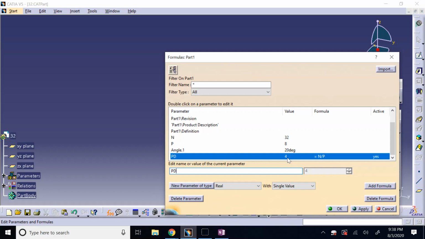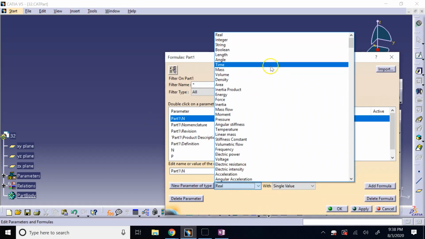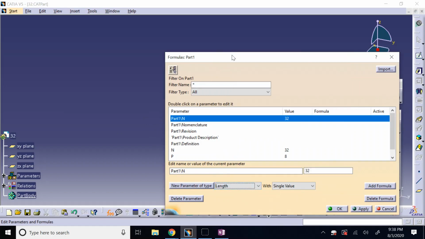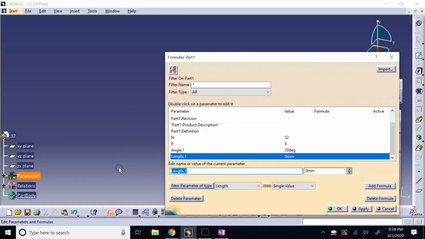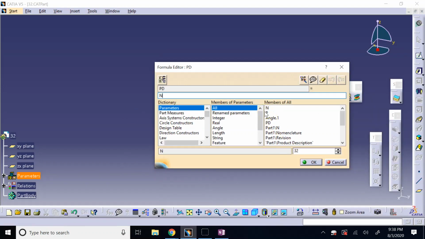And it is totally fine. Now here I did define it as a number, although it is in inches. So I would like to change that back to length, because this is just a real number. So let me get rid of this and redo it, if you don't mind. I say I want it of type length, and then create one. I would call it PD, and then I would add a formula and say this is n divided by p.